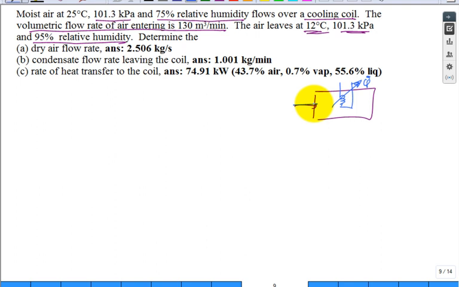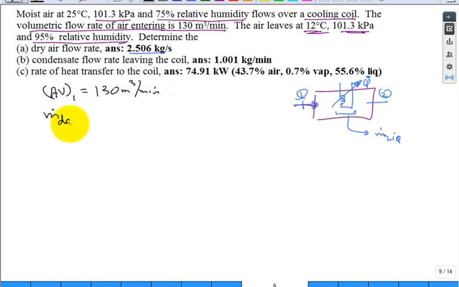So this is coming in at state 1, going out at state 2, and we better put a drip pan, and we have the mass flow rate of the liquid condensate. What is the mass flow rate of the dry air? They give me the volumetric flow rate, A V, coming in at 1. That's 130 meter cube per minute. I would like to calculate the mass flow rate of the dry air being the total volumetric flow rate of the air times the density of the dry air coming in at 1.